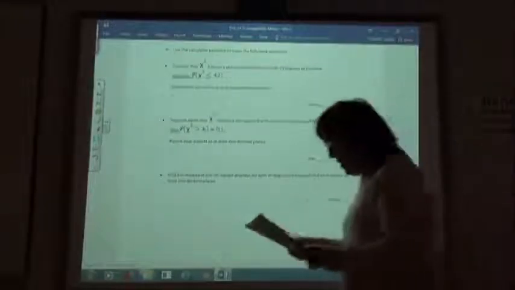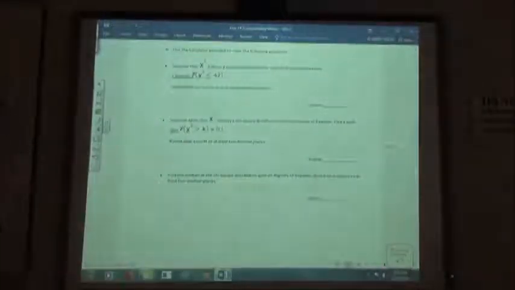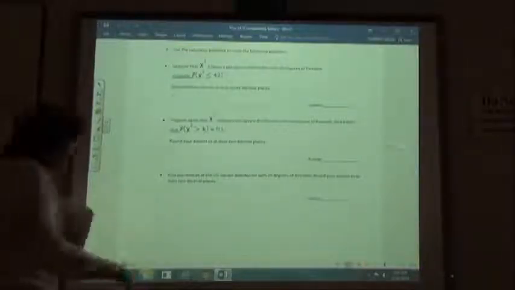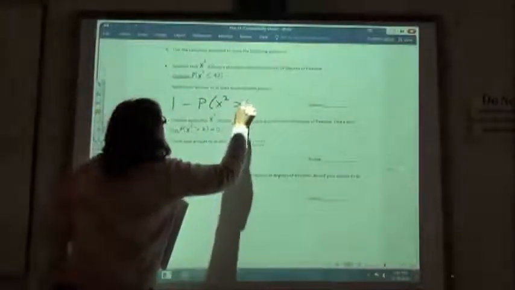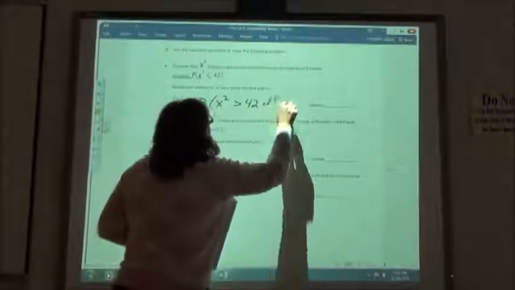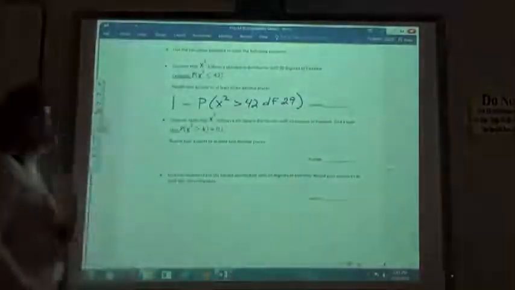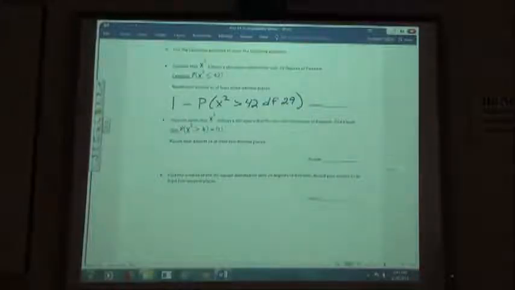All right. Number 9, going to be the same kind of thing. Notice this one has a less than. When it has a less than, what do we have to do? 1 minus. So 1 minus P of chi squared is greater than 42 with the degree of freedom, this time being 29. The calculator does the greater than, so if we have a less than, we have to do 1 minus that answer. 1 is 100%.